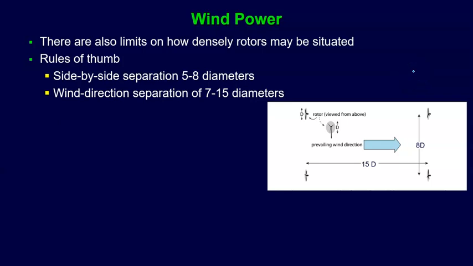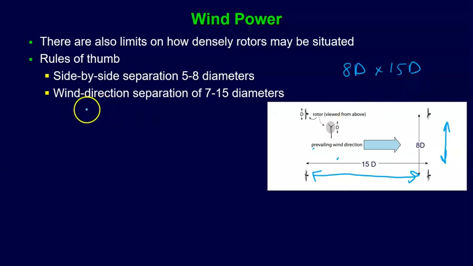And before we leave the idea of these turbines, one more thing we want to talk about is there's also limits to how densely these rotors may be situated. And so the side-by-side separation, going this way, you want about 5 to 8 diameters of the rotor in order for that to be the most efficient. And then the wind direction separation going the other direction this way, you want that to be in the neighborhood of 7 to 15 diameters. And so actually, right now, a popular way to do that is to have 8 diameters times 15 diameters.